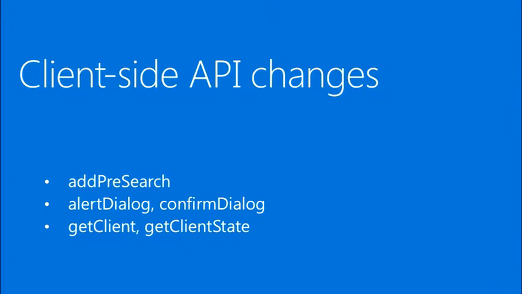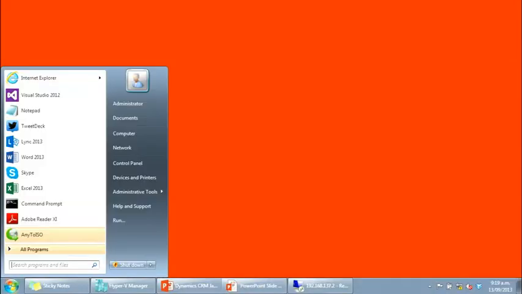And then again, you have 2 new ones called get client and get client state. If you remember in 2011 and CRM 4, you have is Outlook client and is Outlook client offline. Oh, sorry, online. These are replaced by get client and get client state. So the old Outlook methods are deprecated. So let's have a look at that.